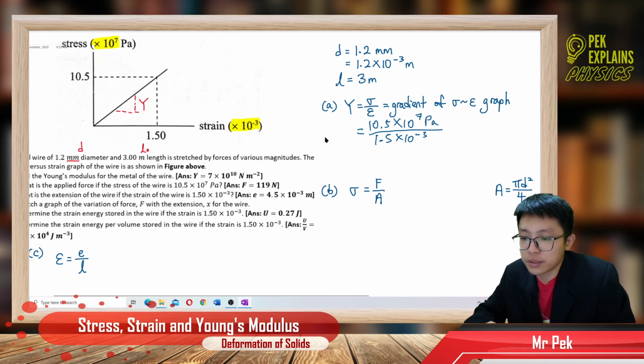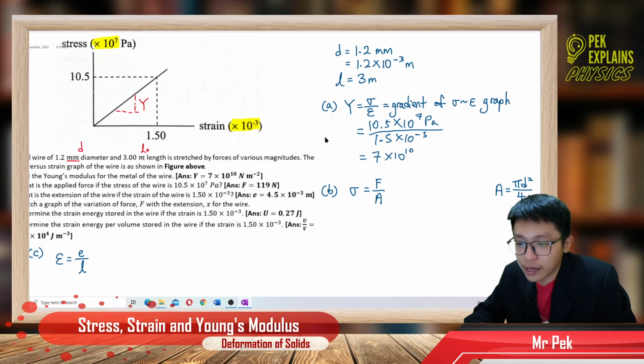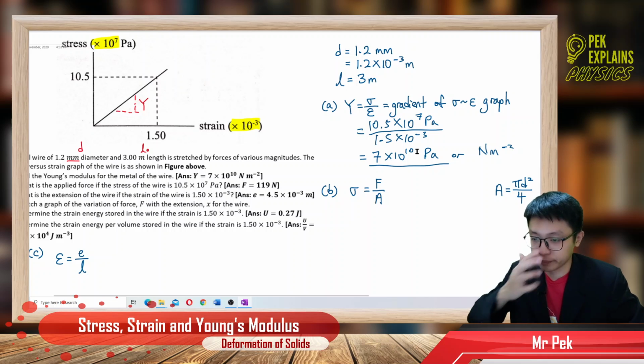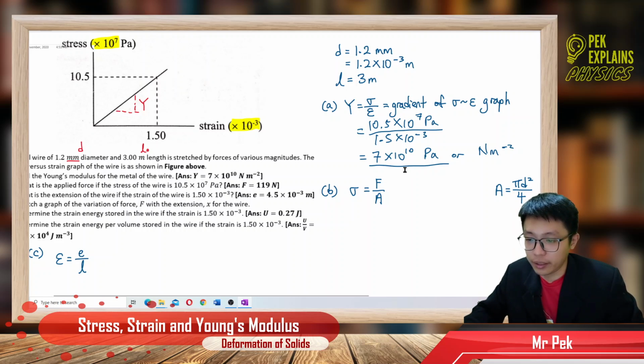So what do I get? What's the answer for Young modulus? Yes, the answer is 7 exponent 10 Pascal. Or we can also write it as Newton per meter square. It has 2 units, either Pascal or Newton per meter square. So 7 exponent 10.